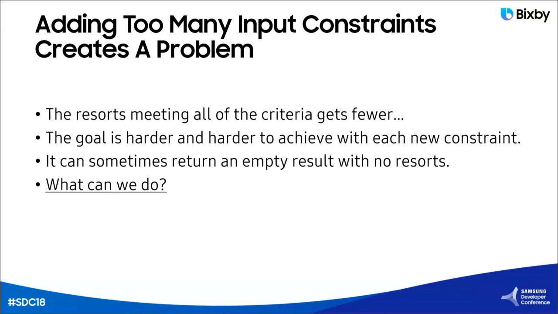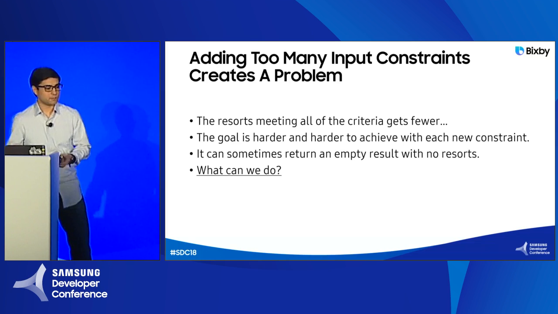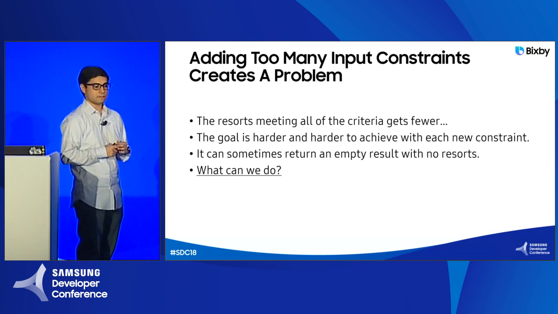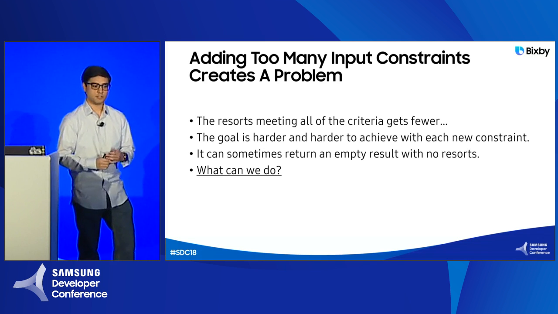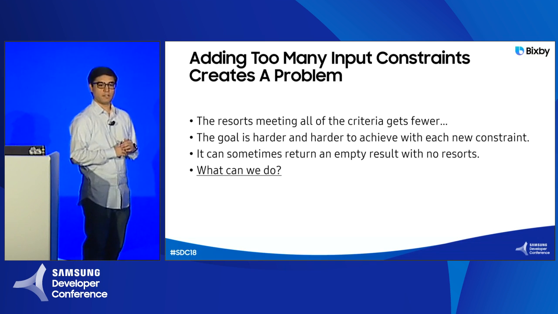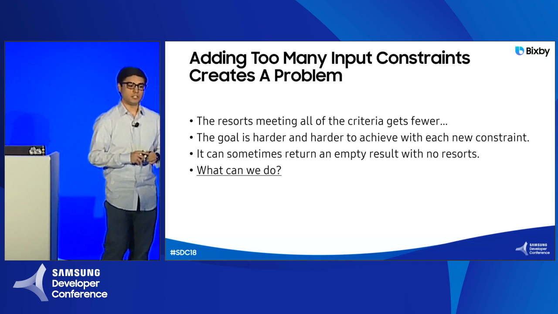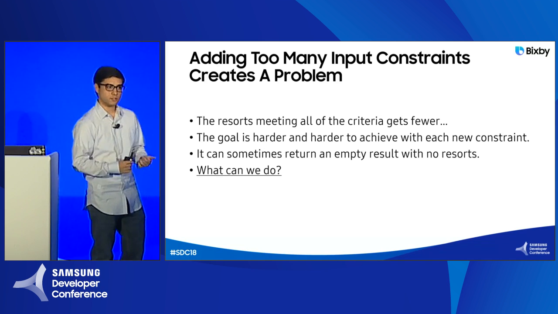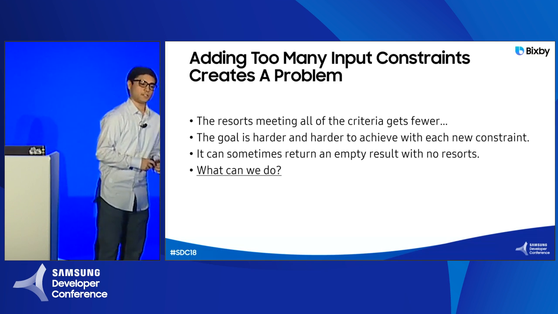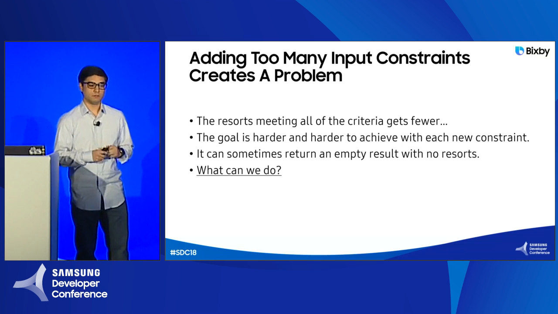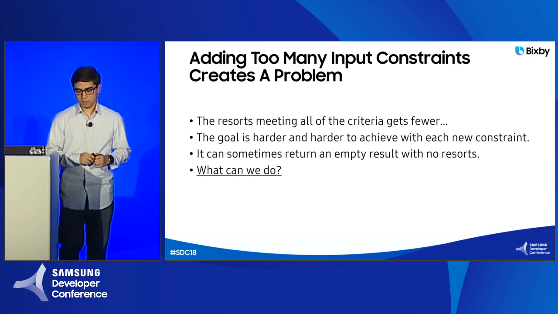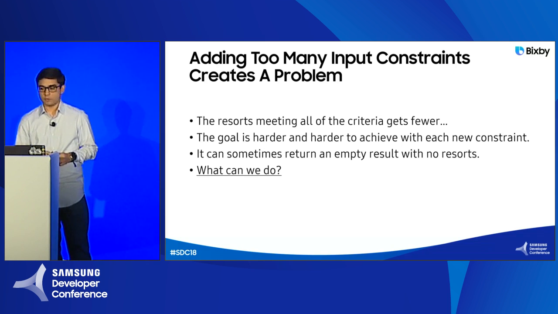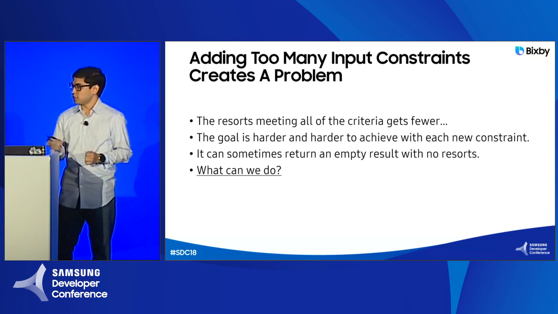And this poses a problem. Adding too many input constraints sometimes could give you this empty list. The resorts that meet all of the criteria that you've built through conversation get fewer and fewer. And the goal gets harder and harder to achieve with each new constraint that you introduce. And sometimes it gives you this empty result with no resorts. What can we do in this case? So I have a solution that I propose, and let's show it through a demo.